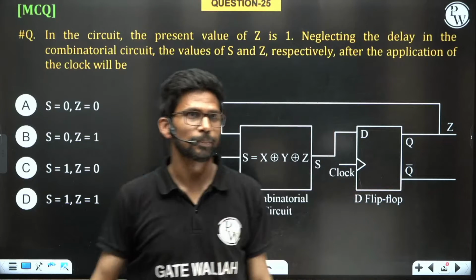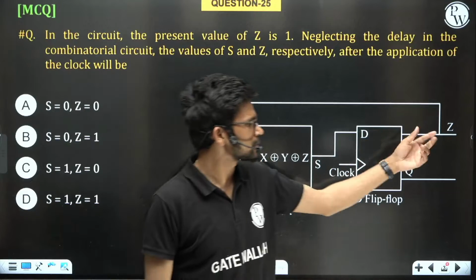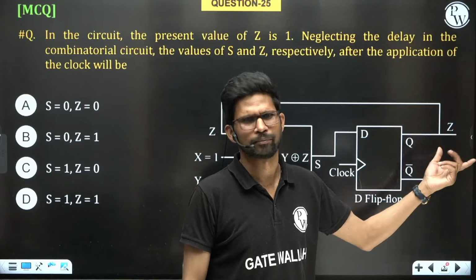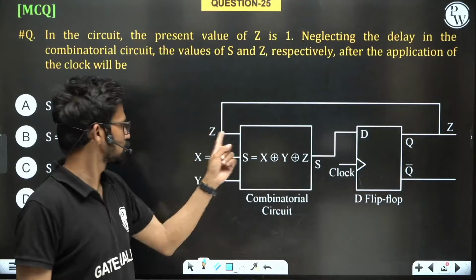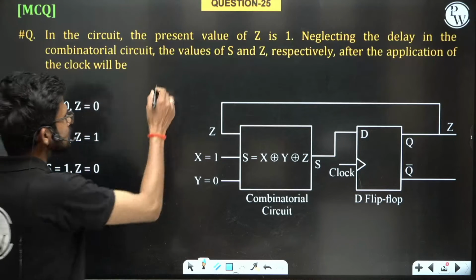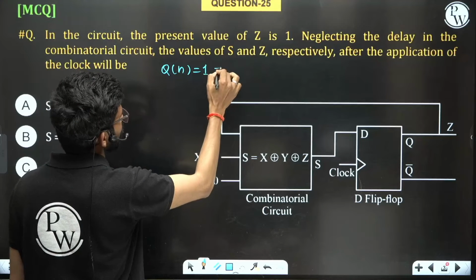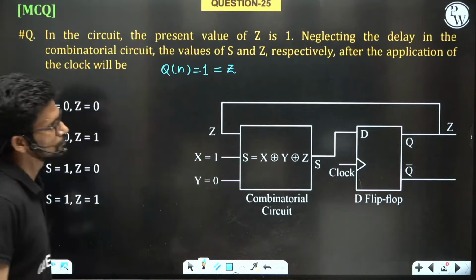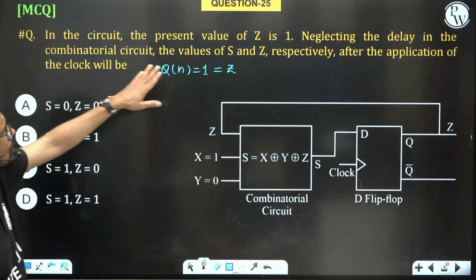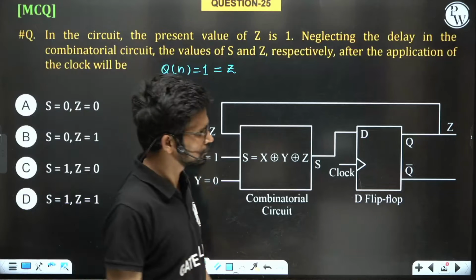In the circuit, the present value of Z is 1. This means the present output of this D flip flop is 1, because this Q is fed back to this input. This Q is basically Z. So I can say that the present output of the D flip flop is 1, and that is also the value of Z. Neglecting the delay in the combinational circuit, what are the values of S and Z respectively after the application of clock?